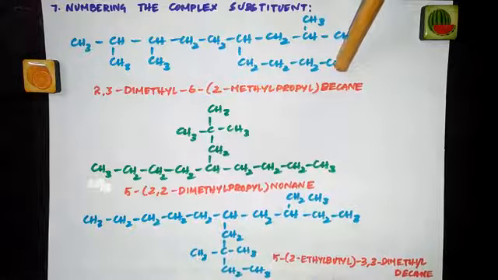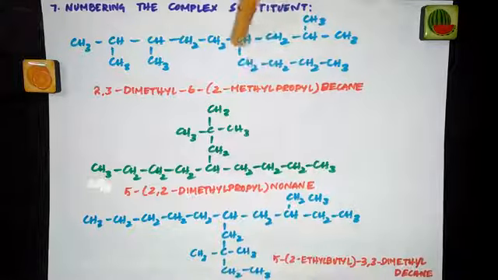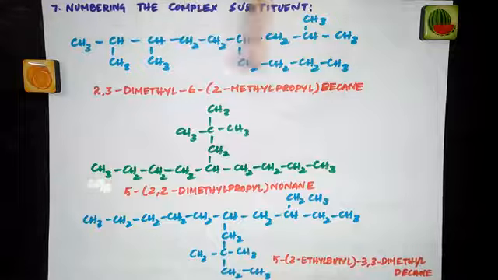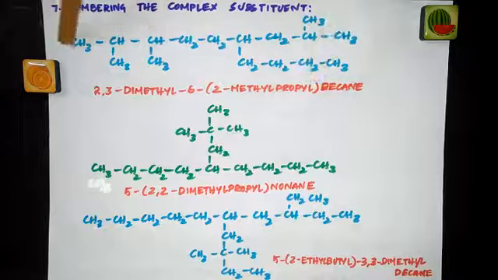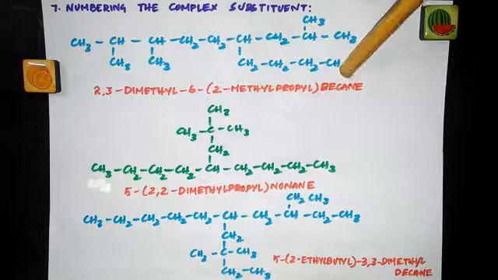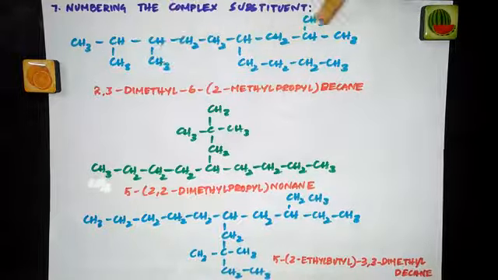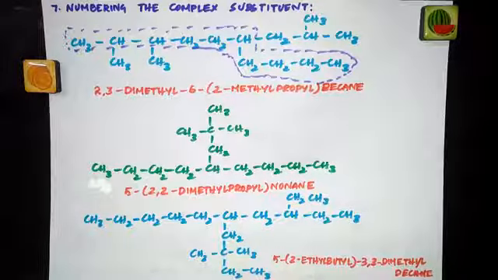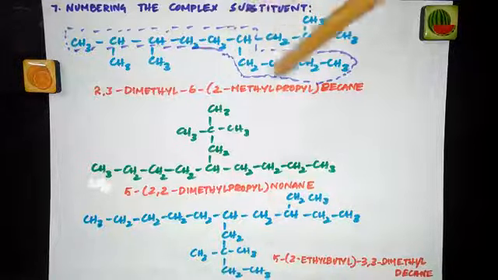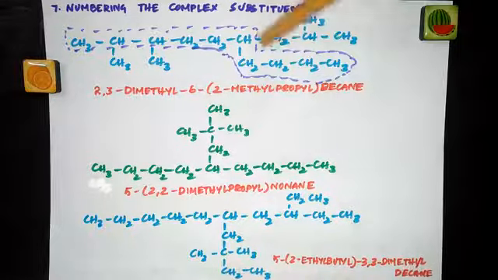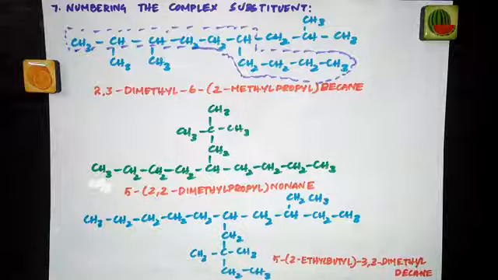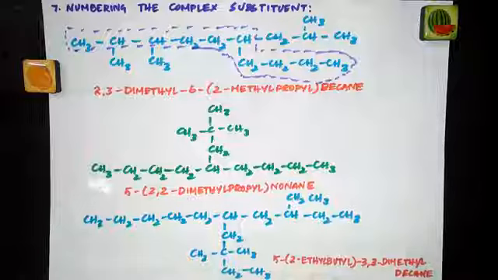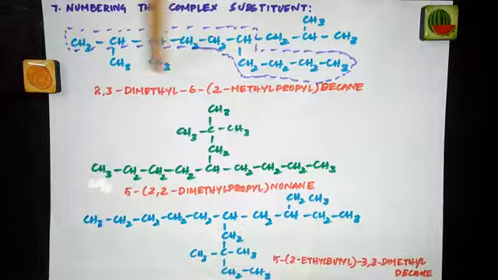Now let me try from here. 1, 2, 3, 4, 5, 6, 7, 8, 9, 10. I'm getting 10 carbon atoms. So I'm choosing this as the parent chain. So if I choose this as the parent chain, then I have 1, 2, 3 substituents here. So now this is the parent chain. If this is the parent chain, what substituents do I have? I have 1 substituent here and 2 more substituents here. So totally I have 3 substituents. And these 2 substituents are methyl groups and they are very simple.